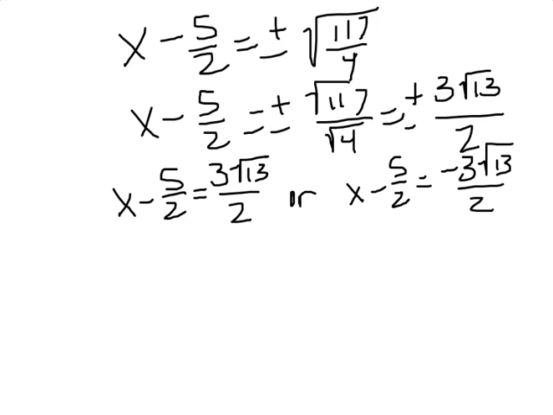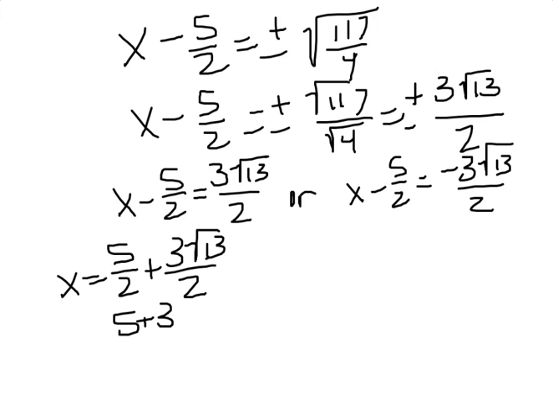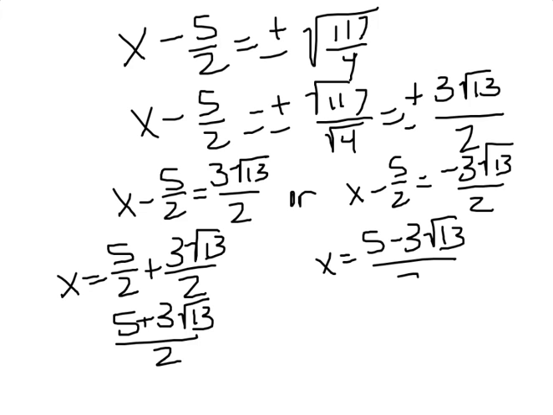So I'm going to add 5 halves to both sides, and I get x equals 5 halves plus 3 radical 13 over 2. Since my denominators are the same, I can combine, and I get 5 plus 3 radical 13 all over 2. Or I get x equals 5 minus 3 radical 13 all over 2. Excellent. Let's try another problem.